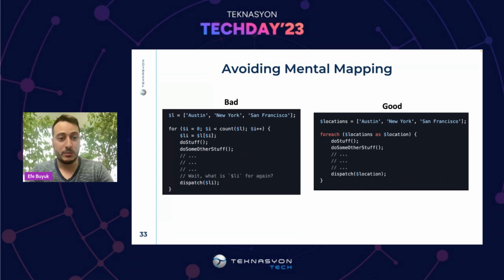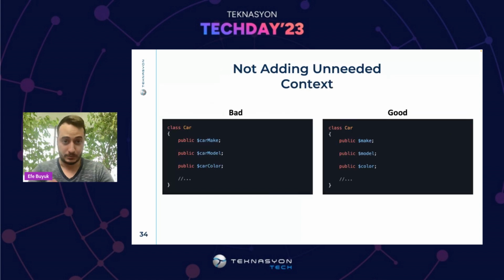And we avoid mental mapping, because we use descriptive variable names rather than i or something, which is really bad if you use them like that. And we avoid adding unneeded context, and this saves us time, because we already know the properties of the car class and related. If the properties are related to that class, why would we add another car prefix to the properties? I think this makes no sense.